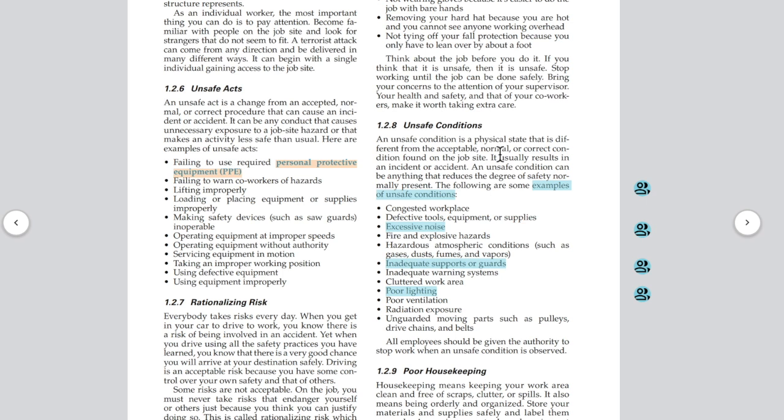Okay, I see another note. Unsafe conditions. Some examples of unsafe conditions are congested workplace, defective tools, equipment or supplies, excessive noise, fire and explosive hazards, hazardous atmospheric conditions such as gases, dust, fumes, and vapors, inadequate supports or guards, inadequate warning systems, cluttered work area, poor lighting, poor ventilation, radiation exposure, unguarded moving parts such as pulleys, drives, chains, and belts. All right, examples of unsafe conditions. Those 3 right there are key.